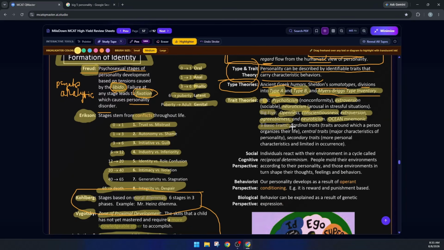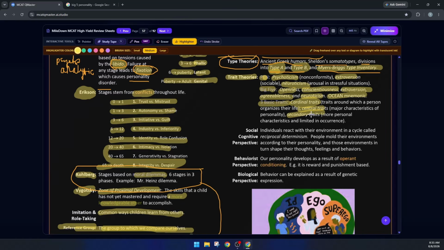Three basic traits. So this is another trait theory. This trait theory says you have cardinal traits, central traits, and secondary traits. Cardinal traits are traits around which a person organizes their life. Central traits are major characteristics of personality, and secondary traits are smaller personal characteristics that you have. I recommend going through examples of what a cardinal trait might be, and finding examples of central and secondary traits. That will help. If you can't find examples, just do practice questions.